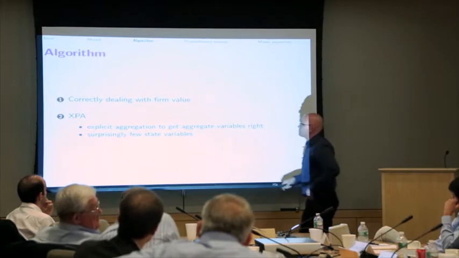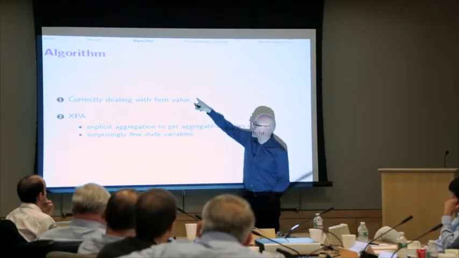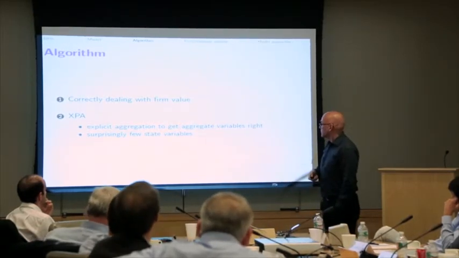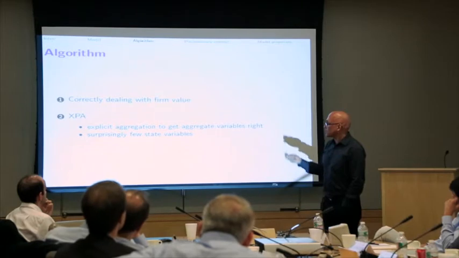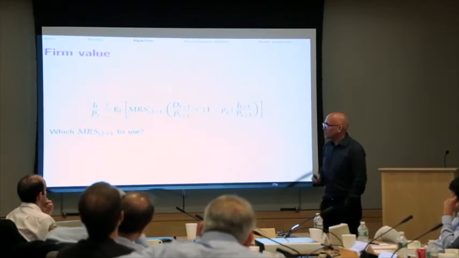Okay. So the algorithm. We want to deal correctly with firm value when you have incomplete markets, and I'll explain that a little bit. And then you'll see that we're going to solve this model with surprisingly few state variables.